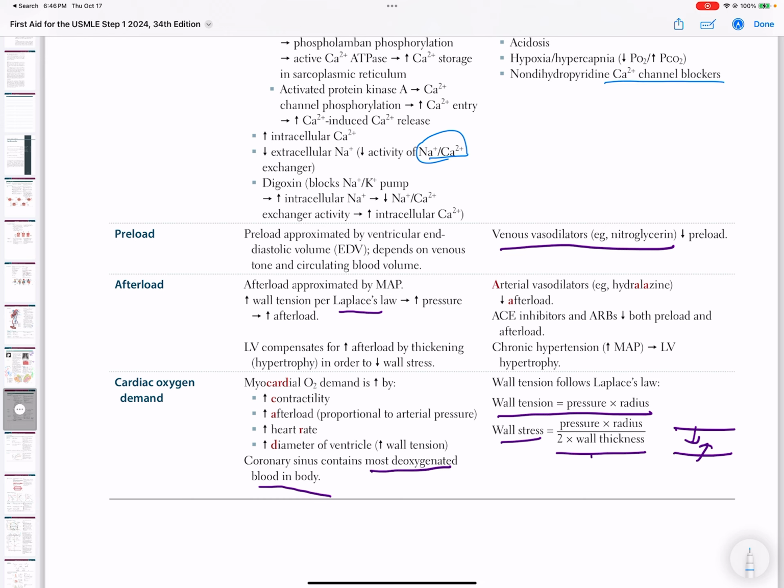Afterload is approximated by mean arterial pressure. Increased wall tension as per Laplace's law, increased pressure, increased afterload. Left ventricle compensates for increased afterload by thickening, hypertrophy, in order to decrease the wall stress. Arterial vasodilators, that is hydralazine, they decrease the afterload. ACE inhibitors and ARBs both decrease the preload and afterload. Chronic hypertension, increased MAP, so there is left ventricular hypertrophy.